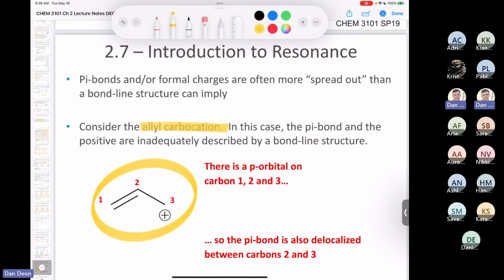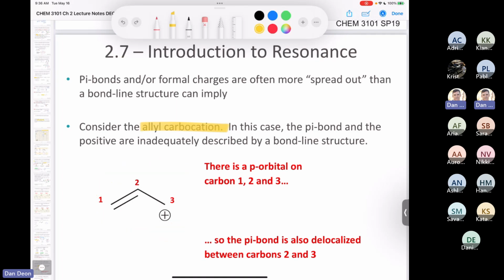And what's interesting about this structure that I have in this yellow oval is that there's nothing wrong with it. Okay, everything is cool with this structure, for lack of a better way of putting it, but it doesn't adequately describe the allyl carbocation. There's nothing wrong with the bond line structure that's drawn here, but it is not a complete picture of the allyl carbocation. So if you're wondering, well, what do you mean by that? Let's take a look at this allyl carbocation structure first of all.